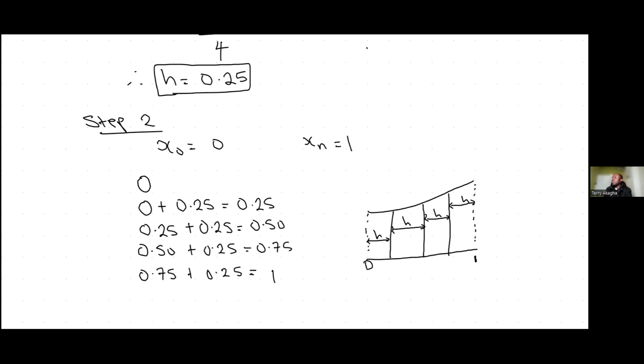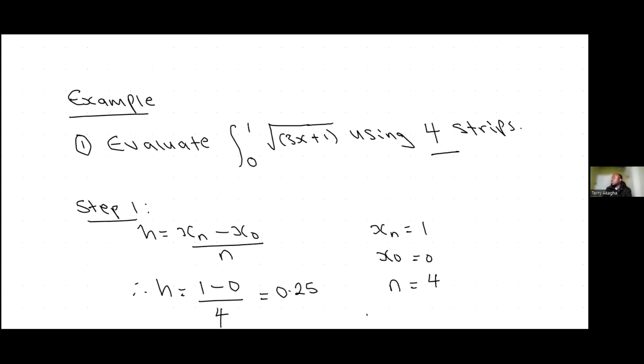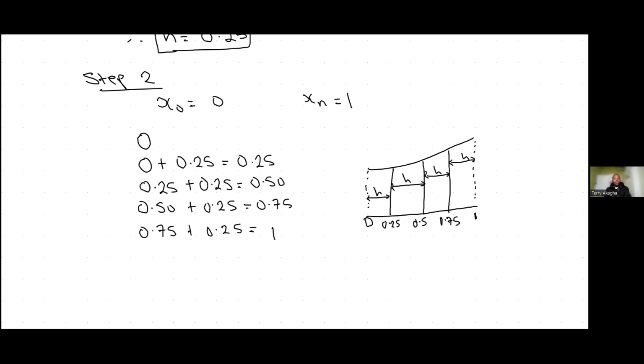So if the first one is 0 and the height is 0.25, that means this is going to be 0.25. Then you add another 0.25, this is going to be 0.5. You add another 0.25, it's going to be 0.75. And this is 1. Can you see? Because the question said we had 4 strips, we've calculated the x values for each of them.